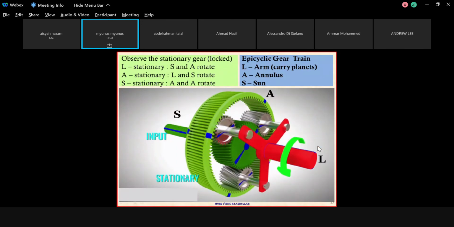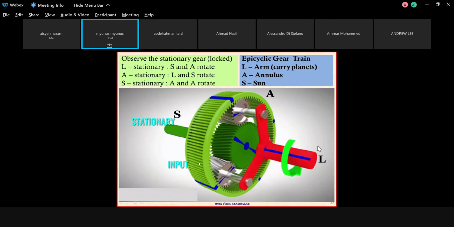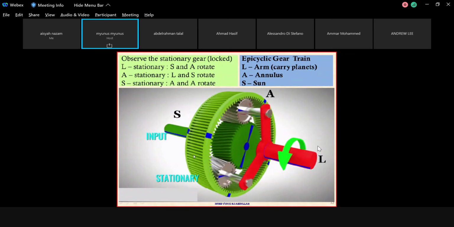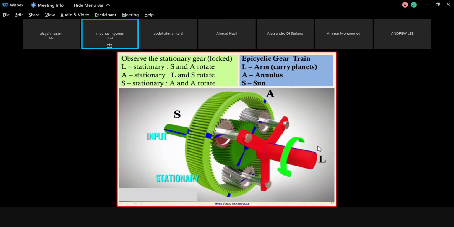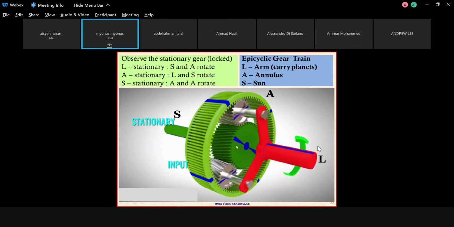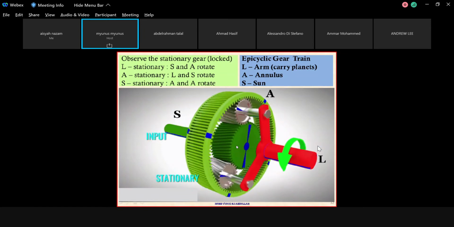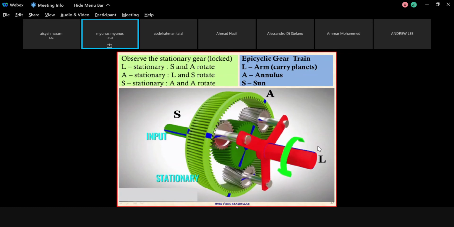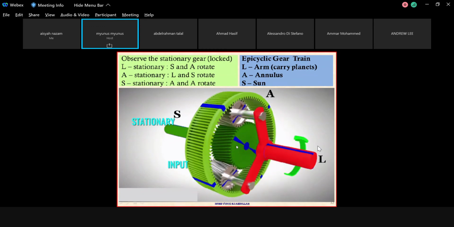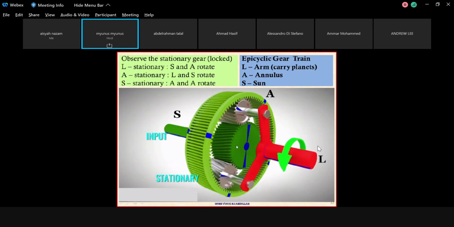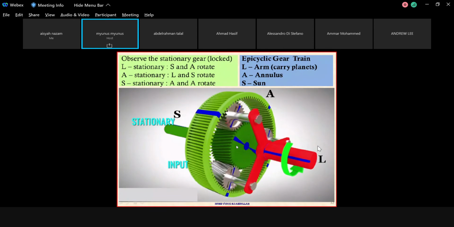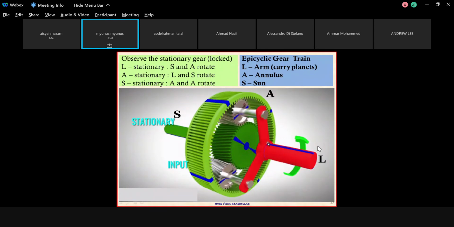Here the arm rotates, but the sun is held stationary. If you lock the arm, for example, or you hold the arm, then the other gears rotate. You can also hold the sun, and the other gears rotate. You can also hold the ring gear. I believe you can see which gear is held stationary and which gears can rotate even though one of the gears is held stationary. That is the beauty of the epicyclic gear. You can lock one gear, but the rest can still rotate. It's independent; we call it independent gear. That is why we use it in automatic transmissions, typically for four-wheel drive vehicles.